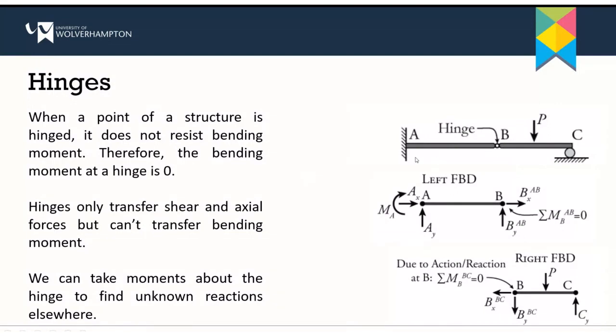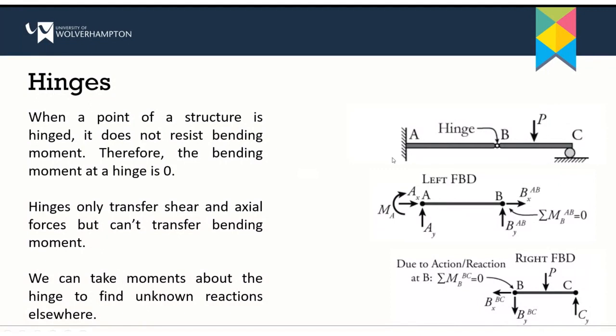Now, hinges are quite useful for a specific reason. Hinges do not develop any moment. Now, if we have something like that, then we know that the internal moment, let's say, at point B will be zero. This is very useful because we can use it to analyze more complex structures like this one. Otherwise, it would be difficult to calculate the support reactions.